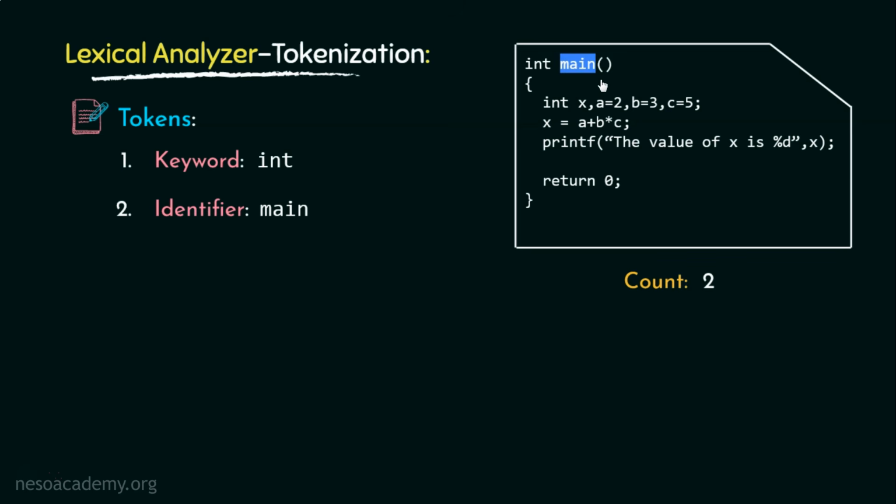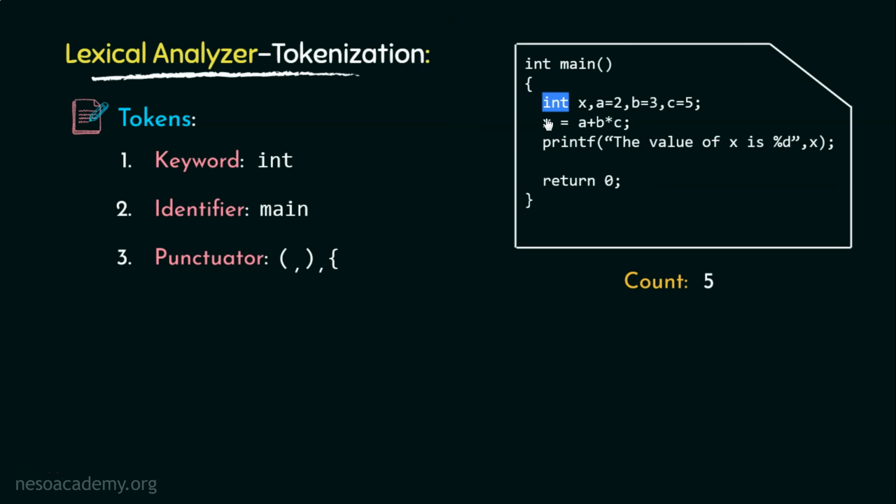Coming to the next one, it is the left parenthesis, and it falls under the token category of punctuators. So this will increase our count to 3. Next up is the right parenthesis, and this one is also a punctuator. So now the count is 4. Next we encounter the left curly brace, which indicates the starting of the block of main's definition. This is another punctuator. So with this one, the count becomes 5.